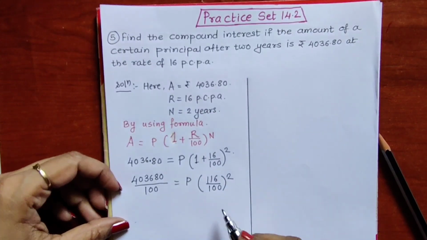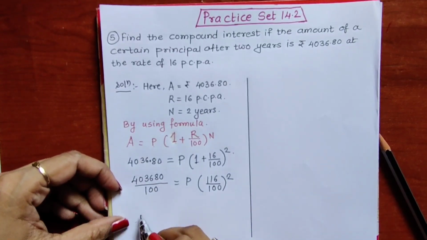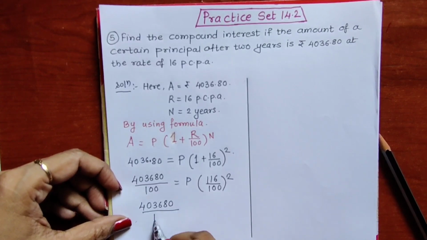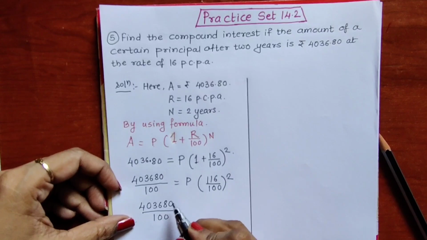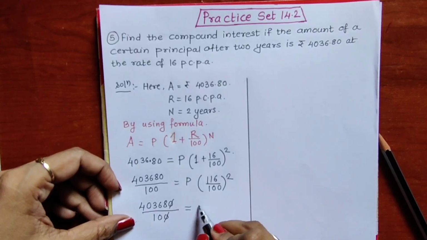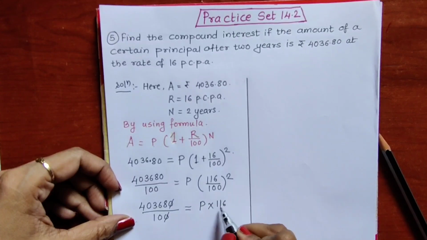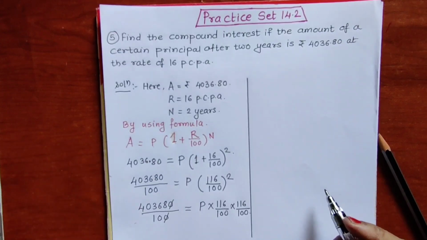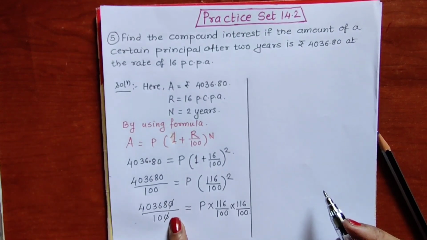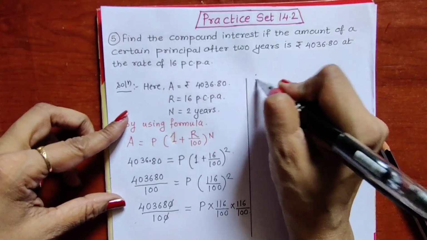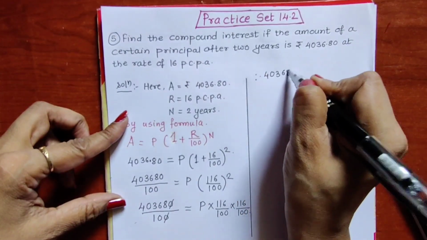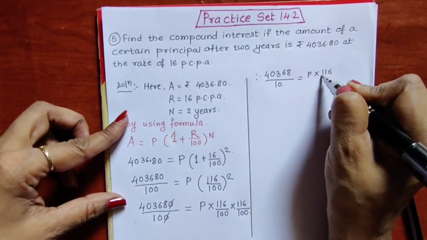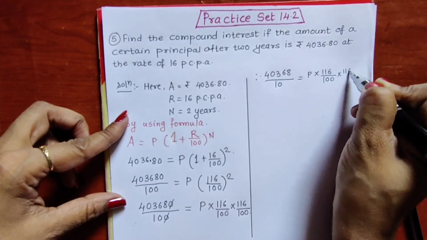Okay, so now I will be writing this 403680 upon 100. 10 we can cancel here, 10 with 10. P into 116 upon 100 into 116 upon 100. In this way we can cancel the 0 here, so we are getting 40368 upon 10 is equal to P into 116 upon 100 into 116 upon 100.